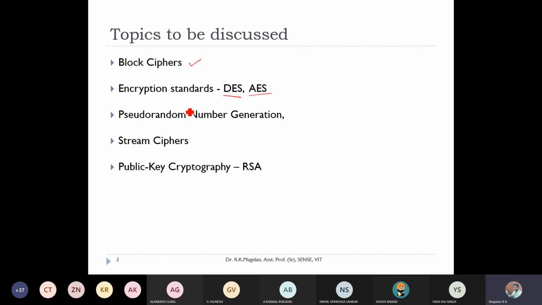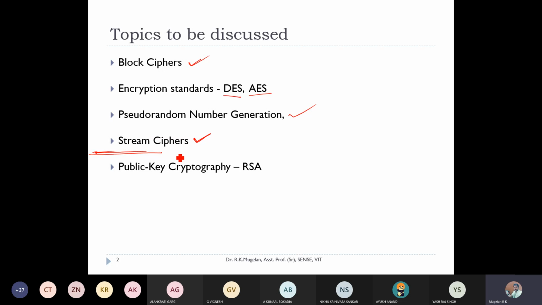Then we move on with the PN sequence generation with respect to symmetric key ciphers. In the last module we just had an idea about what a PN sequence is. Here, with respect to symmetric key ciphers, we will see how the PN sequence generation can be done. Then stream ciphers; actually we'll be discussing the stream cipher and block cipher in the beginning itself. Up to stream ciphers, everything comes under symmetric key cryptography.